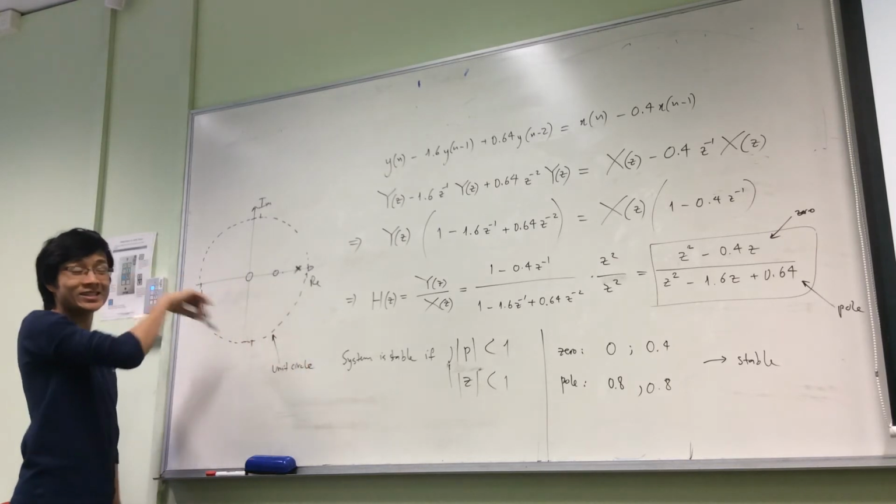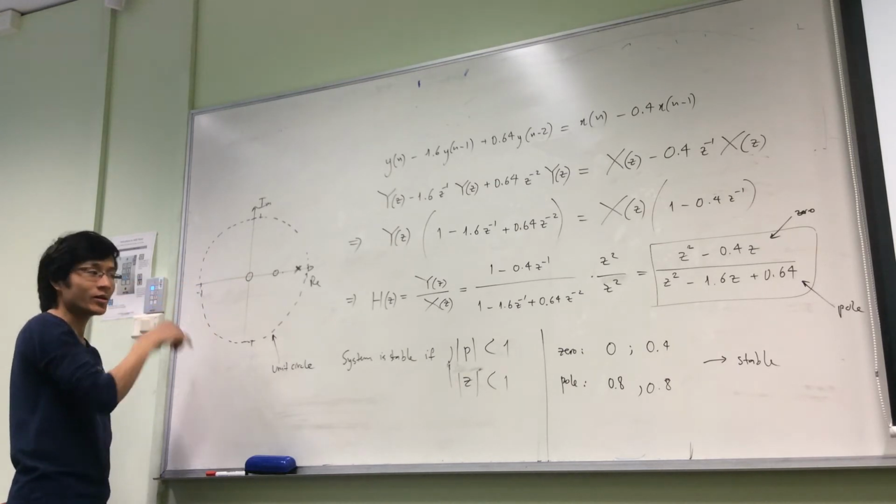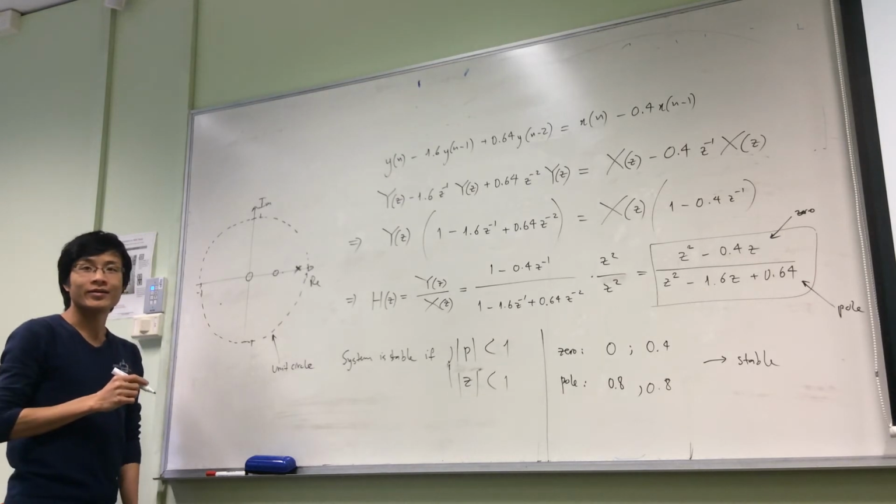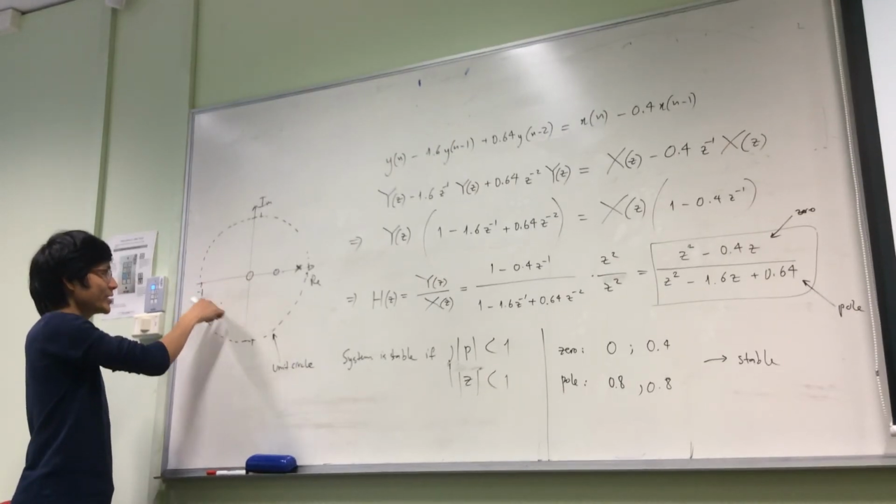Everything has to be inside this circle to make it stable. Sometimes you get a complex root somewhere here, so you need to figure out which is inside and outside.